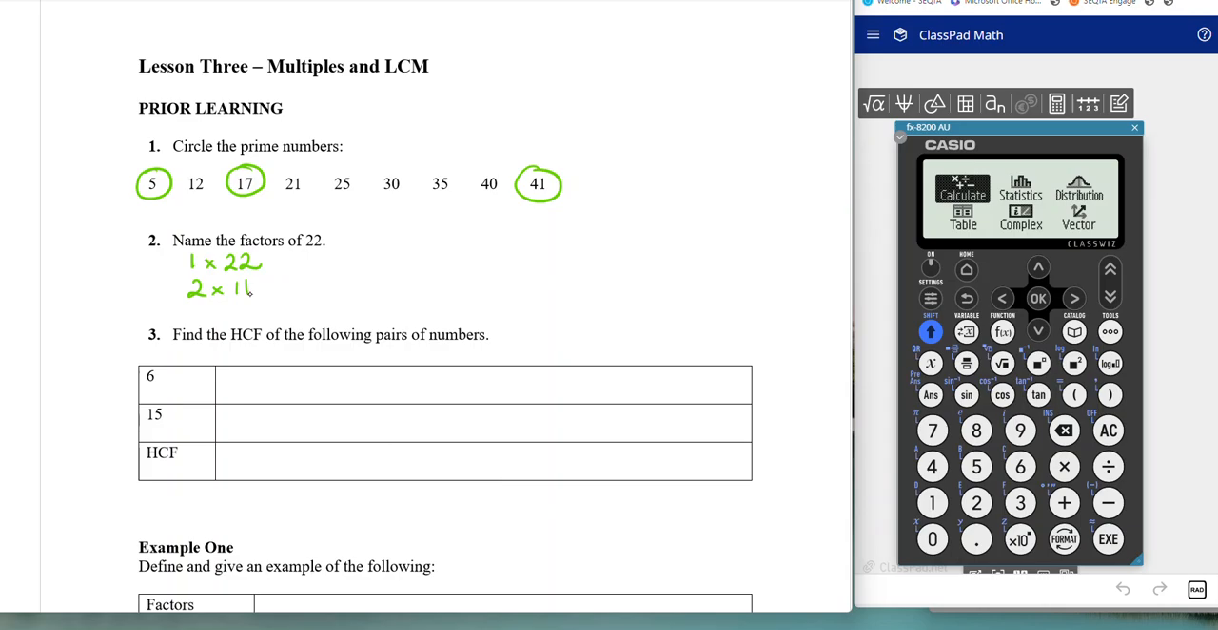Once you have these written down, you can write them as a list by going down here. So go 1, 2, and then up there, 11, 22. So 1, 2, 11, 22. So that's the numbers written out in order from smallest to largest.